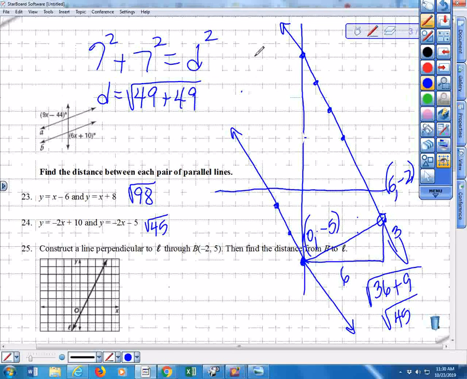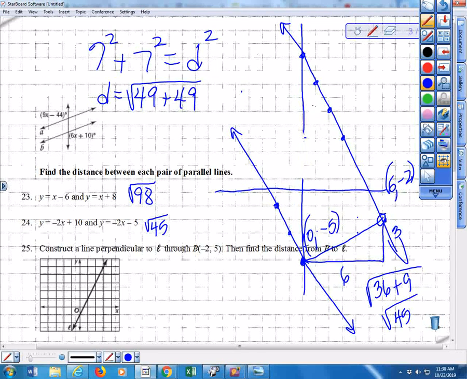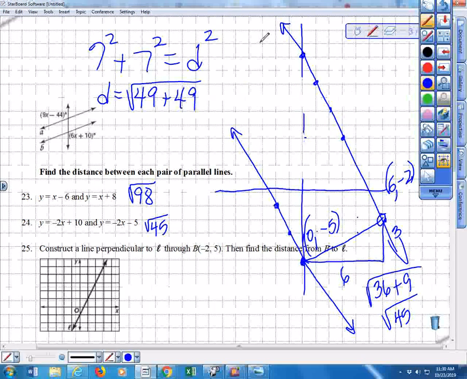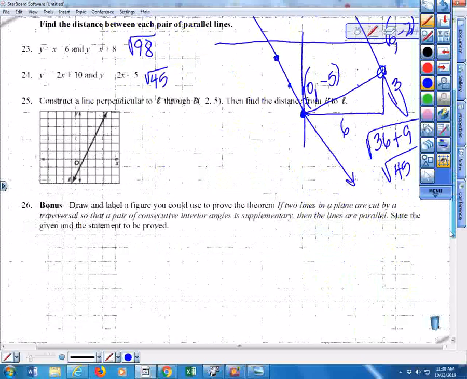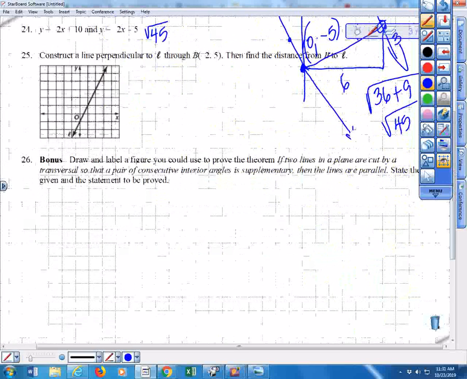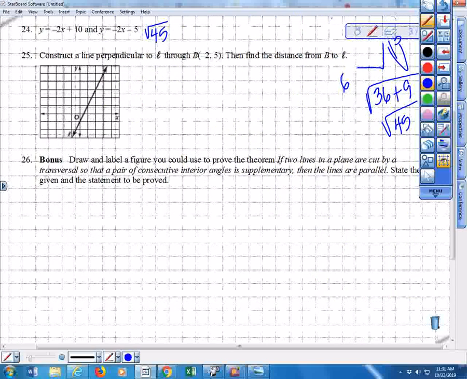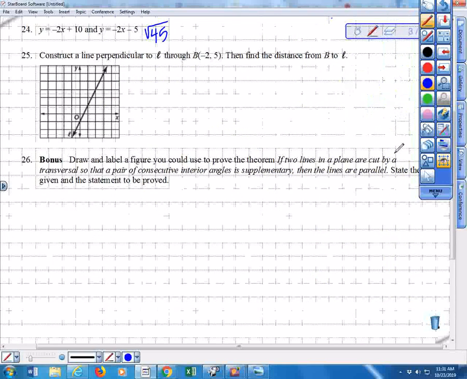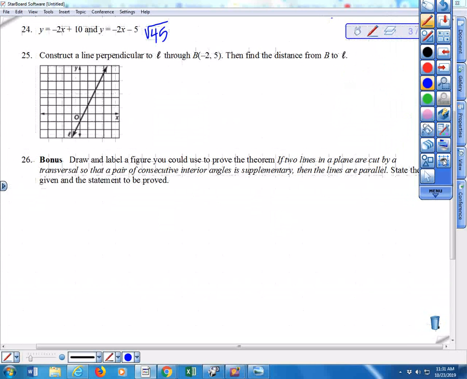Okay? All right. Let's see if I can get the board to work. Construct a line perpendicular to L through negative 2, 5. So there's the origin, negative 2, 1, 2, 3, 4, 5. So now they're giving us the point to start with. I don't get to pick the y-intercept.